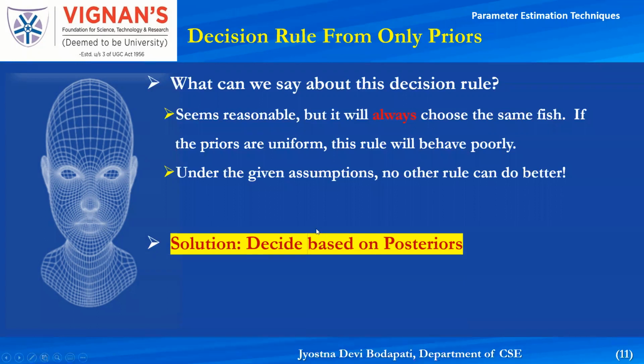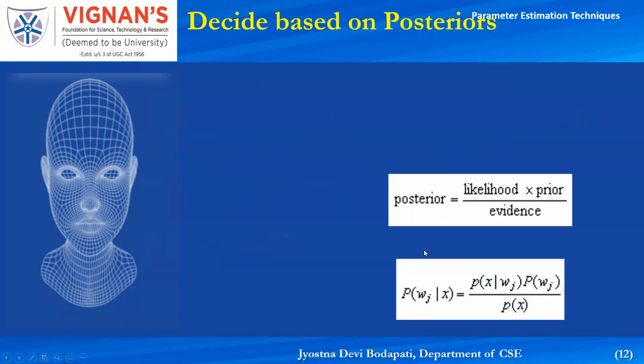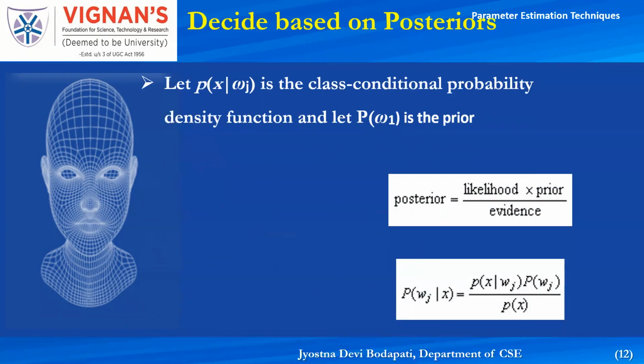So of course, before proceeding, we can decide based on the posterior probabilities. How do you get the posterior probabilities? Based on the Bayesian decision rule, we have already discussed what the Bayesian decision rule is. The posterior probability is equal to likelihood into prior by evidence. The denominator term we can call the marginalizing probability or the evidence. Whatever you call it, it's all the same.